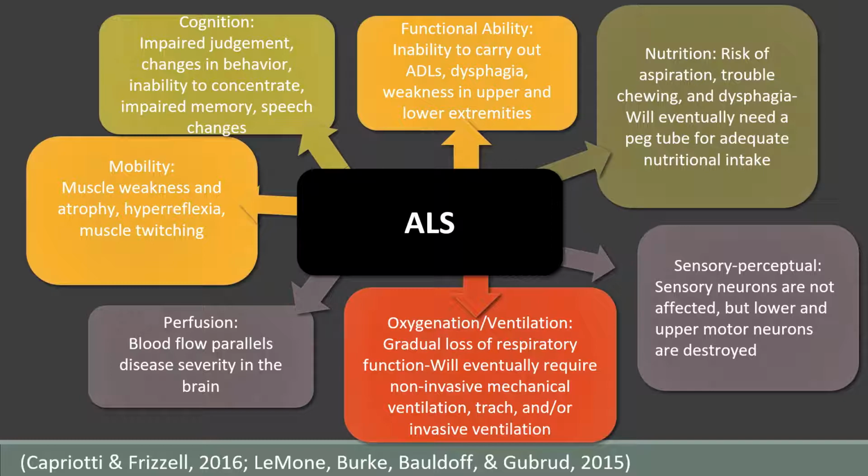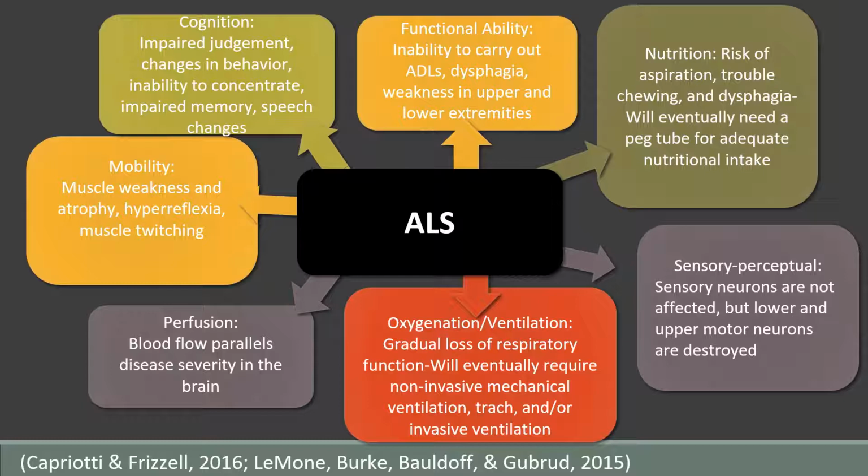Concept maps for ALS are reflective of the holistic care needed to take care of these patients. From a cognition perspective, there will be impaired judgment, changes in behavior, an inability to concentrate, impaired memory, and speech changes. In functional ability, there's an inability to carry out ADLs, dysphagia, weakness in upper and lower extremities. Holistically, from a nutrition perspective, there's a risk of aspiration, there's trouble chewing, and dysphagia will eventually lead to a need for a PEG tube for adequate nutritional intake.